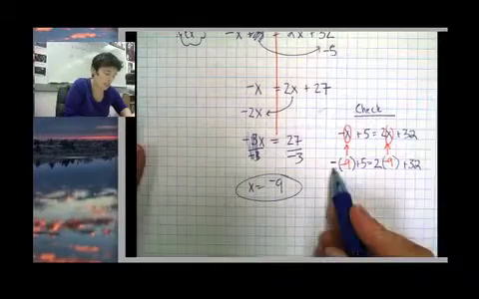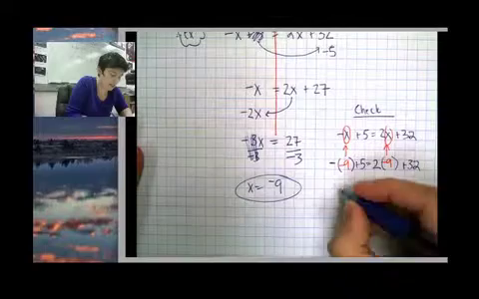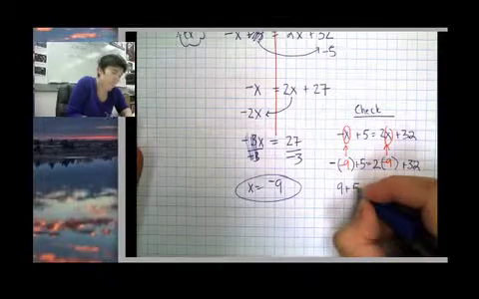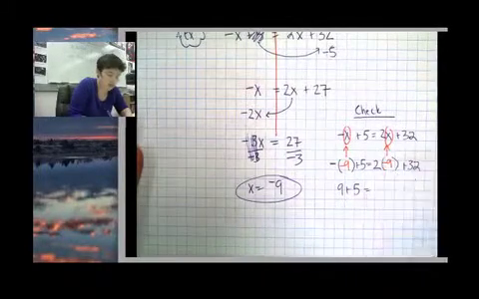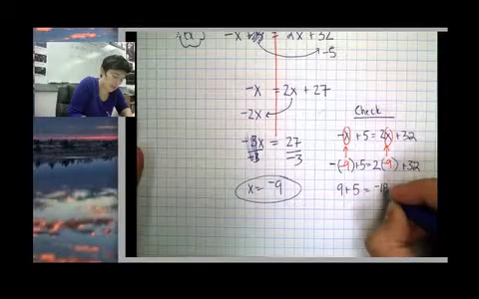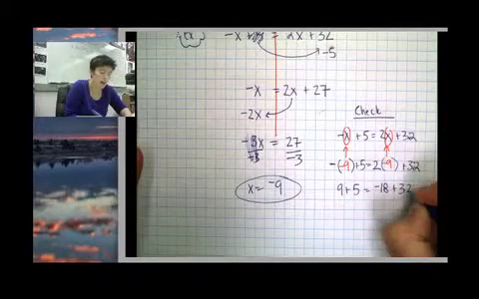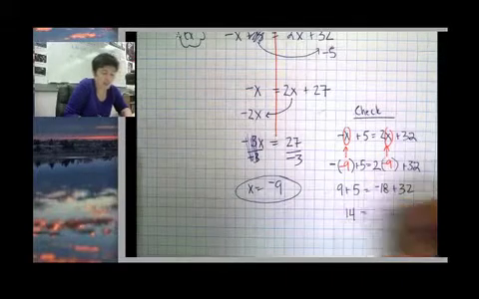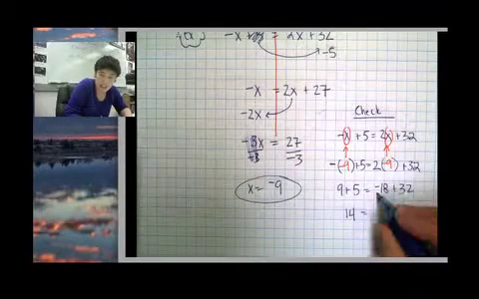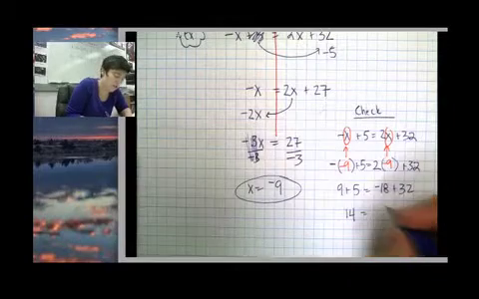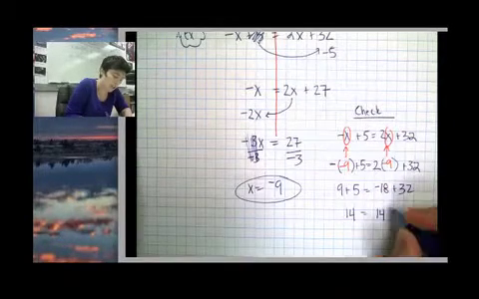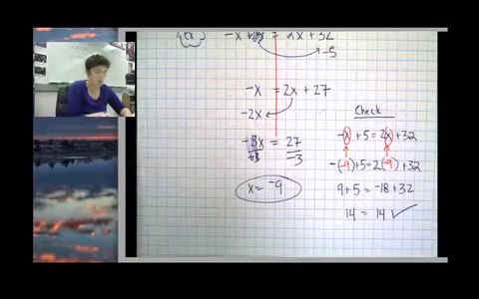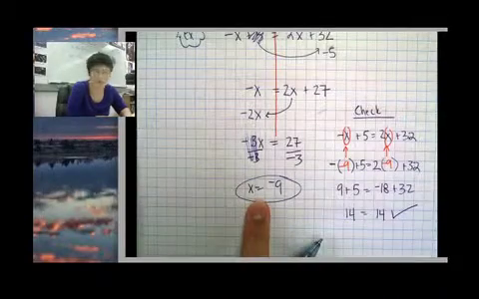So what do two negative signs really mean? They mean positive 9 plus 5. What's 2 times negative 9? That's negative 18 plus 32. 9 plus 5 is 14. And 32 minus an 18, because it's negative, is also 14. So we get check, check. It works. So negative 9 must be the right answer.